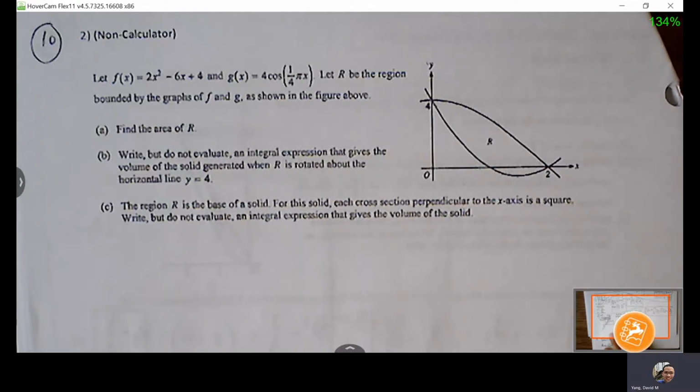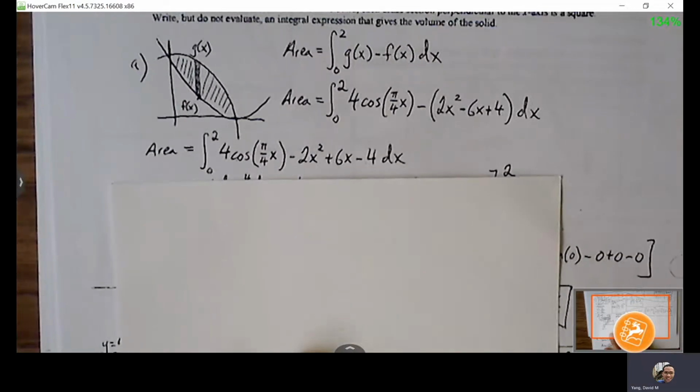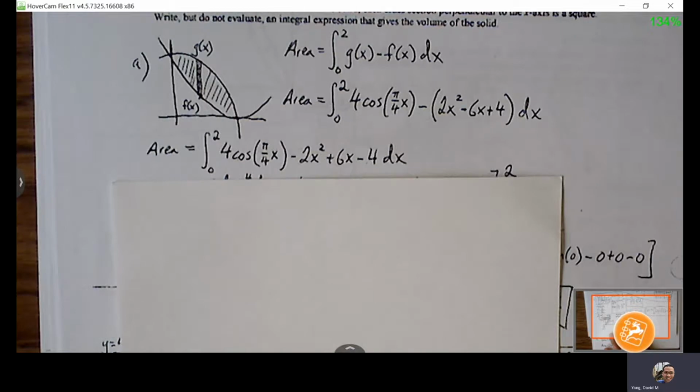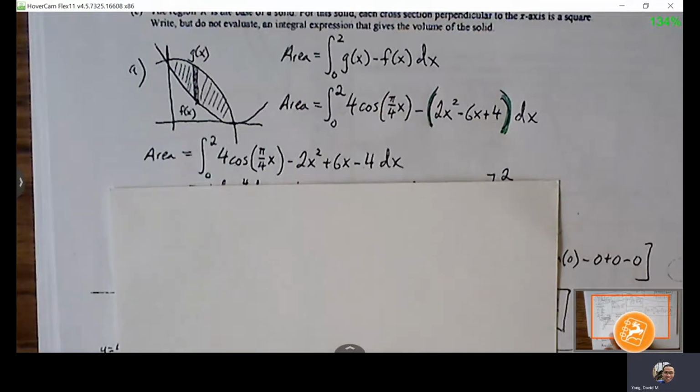Okay, area, top minus bottom. Top being the trig, and the bottom being the quadratic. So here's the setup. Make sure that you distribute the negative through the set of parentheses, otherwise it'll throw everything off. So yeah, whenever you do top minus bottom or right minus left, watch out for the bottom, watch out for the left, especially if there's multiple terms. Got to make sure creating that set of parentheses is important, right? Otherwise it's going to be easy to be thrown off.